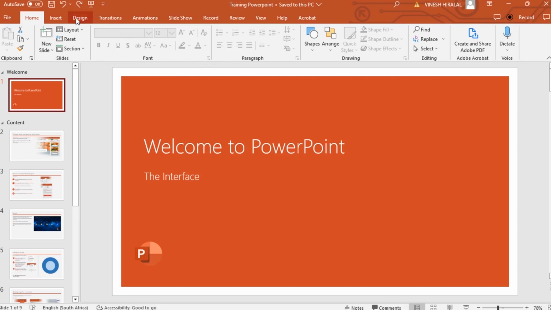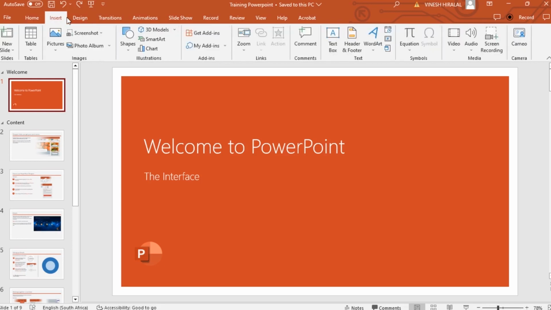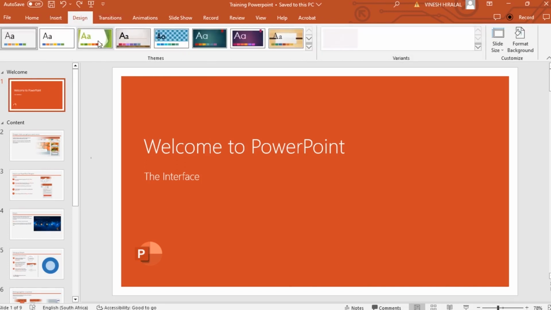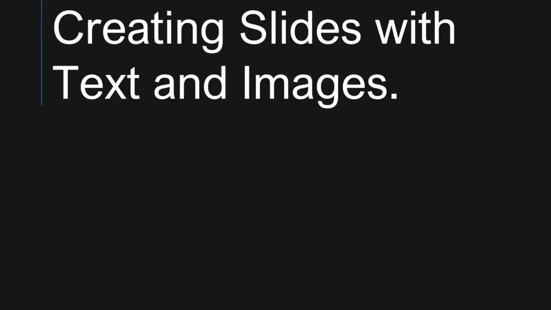The Insert tab. The Insert tab is where you can find commands for adding various types of media to your slides, such as pictures, videos, and audio. The Design tab. The Design tab is where you can find commands for changing the overall look and feel of your presentation, such as the theme, background, and color scheme.